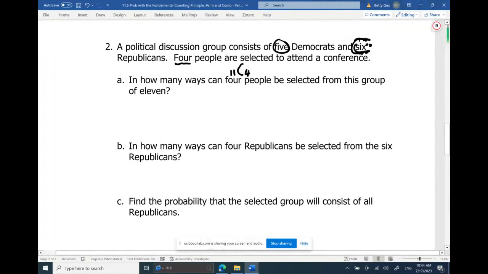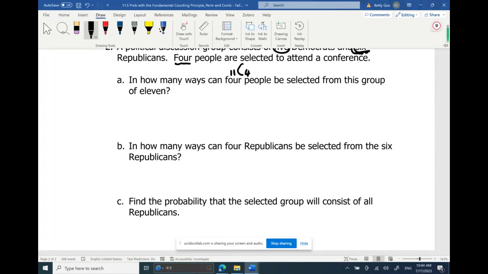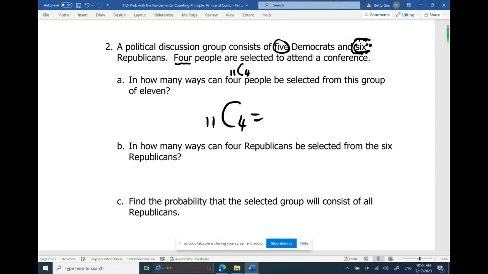Part A, in how many ways can 4 people be selected from this group of 11? Okay, we just actually answered already. C 11 choose 4, right? Let's use a calculator to find the result. I'm using my TI-84 calculator. I enter 11 first and then go to math, probability, number 3, nCr, and enter 4, and then confirm 330.